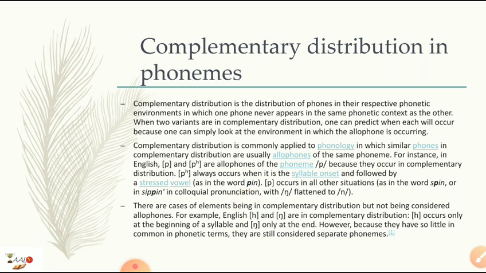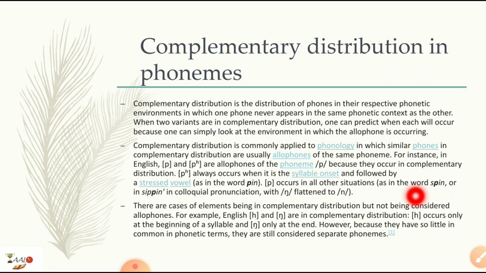Now, there are cases of elements in which there are some phonemes which are in complementary distribution but which may not be allophones, that is the variant varieties of the same phoneme. Allophones means they are variant varieties of the same phoneme, like the aspirated p and the unaspirated p. Now, there are some cases in which this complementary distribution occurs, but the phonemes are not allophones. An example would be the distribution of h sound and ng sound.